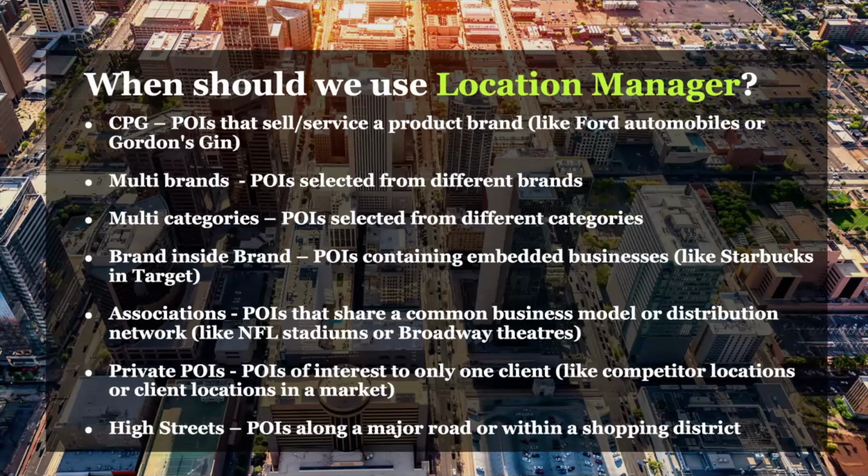Multi-category, brand inside brand, so these are POIs containing embedded businesses, so this is a Starbucks and a Target, those kind of businesses within another business. Associations like NFL stadiums or Broadway theaters, and private POIs, as I mentioned, so this is a POI of interest to a specific client. So this is where you'll see a competitor conquesting and building your own competitive brands for a specific client. And then high streets, so POIs along a major road or within a shopping district.